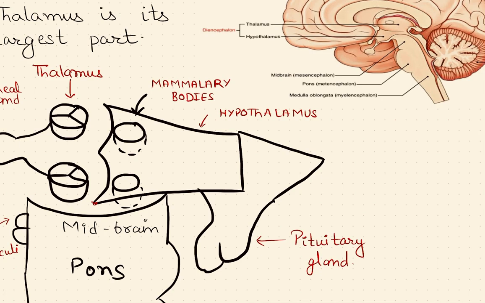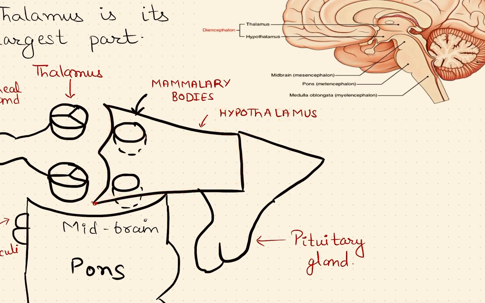These are nothing but a group of gray matter, or we can say a mass of cell bodies. This is thalamus. And in the posterior end of thalamus, we find the pineal gland. And in the anterior end, we find a sheet of gray matter which constitutes the hypothalamus.